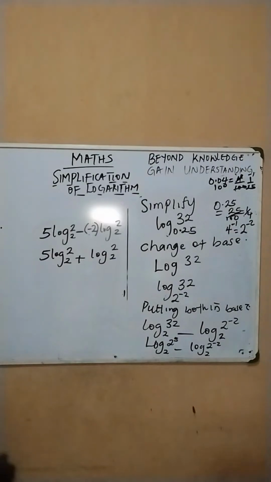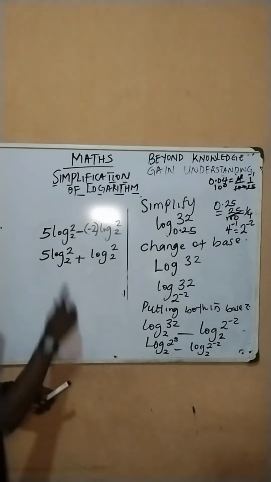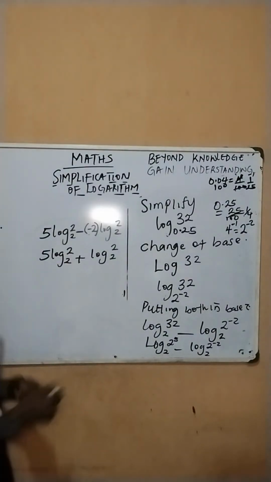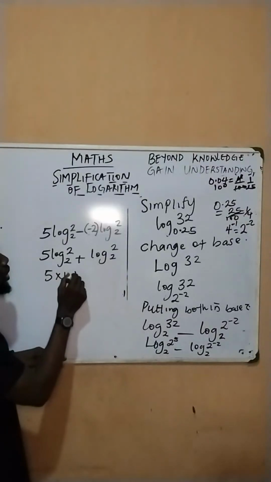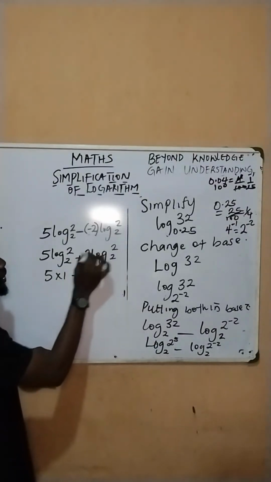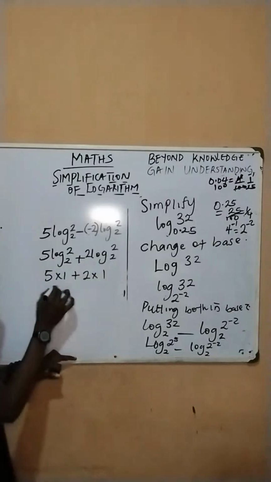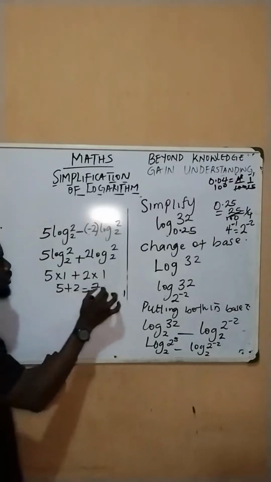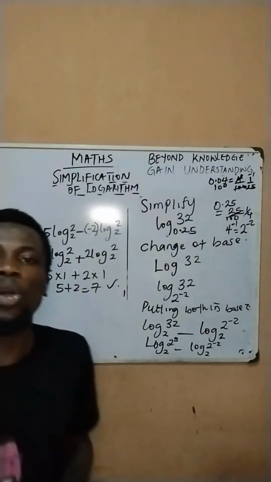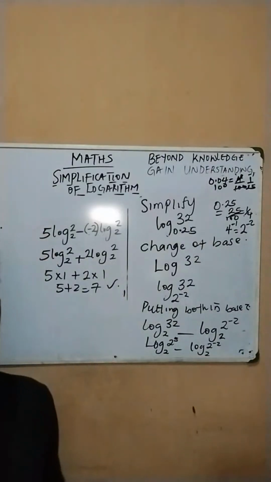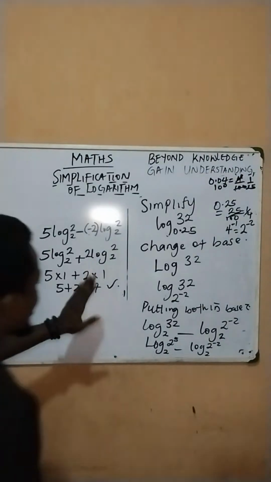So at this point now, what do you think we're supposed to do? Well, it's quite easy. The log of anything to its own base is equal to 1. So this is simply saying 5 multiplied by 1 plus 2 multiplied by 1, and that's going to give us 5 plus 2, which is equal to 7. Quite interesting, right?